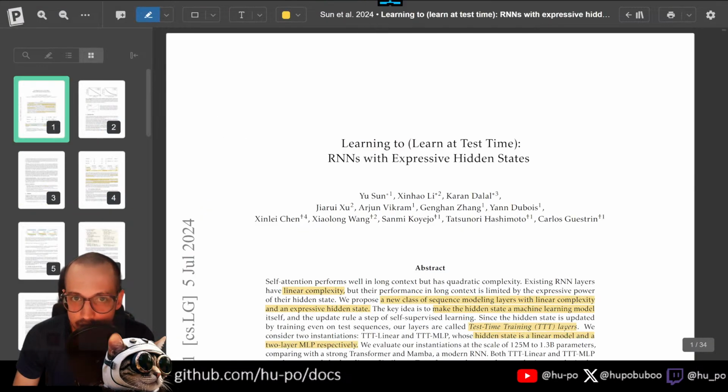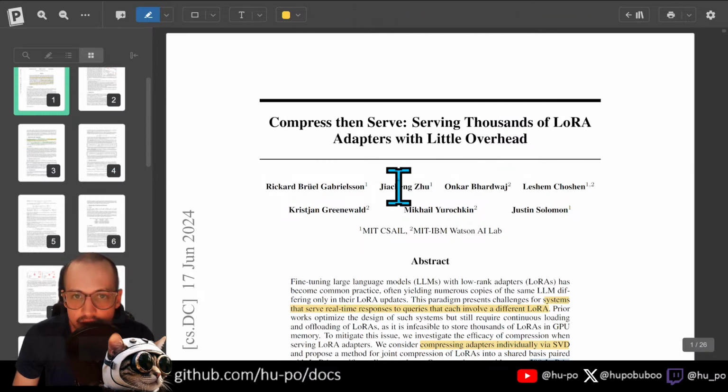Okay, I think we're kind of lost. Let's go here. Compress, then serve: serving thousands of LoRA adapters with little overhead. So it's just kind of related, but not related.